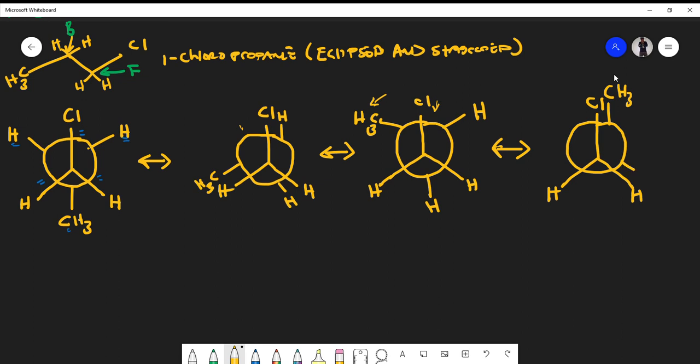This hydrogen is going to come down to about right here. There goes my hydrogen. And then the other hydrogen is going to come about right here. And that, ladies and gentlemen, is the second eclipse version. Now stay with me. I'm going to skip lines for a second here.